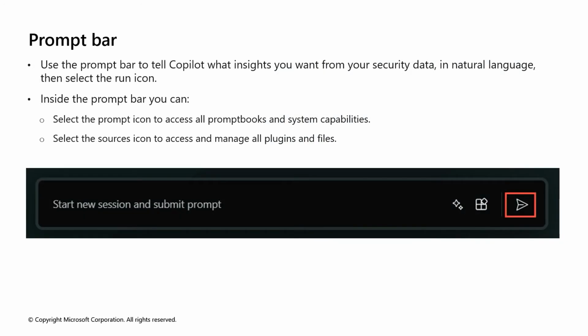You can use the prompt bar in Security Copilot to ask for insights from your security data. Just type your request in plain language and hit the run button. If you want to explore more tools, click the prompt icon to browse all available prompt books and system features. Need to manage any data sources? You can tap the sources icon to access and control your plugins and uploaded files. It's all designed to keep things simple and intuitive while giving you powerful options right at your fingertips.